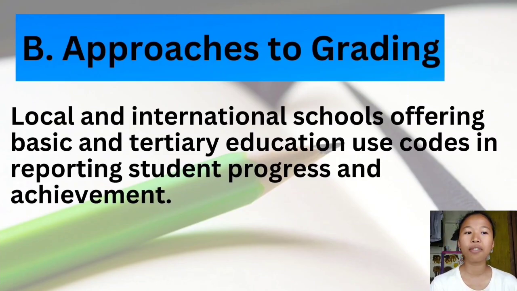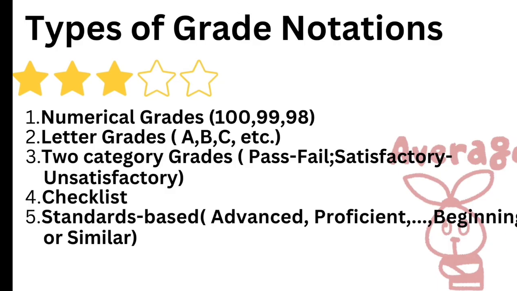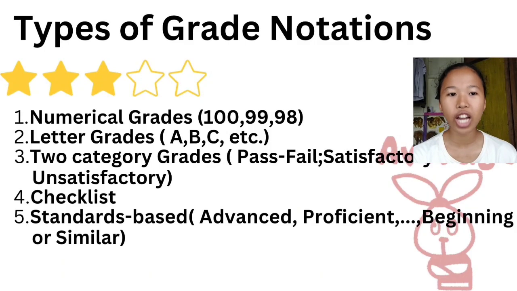Local and international schools offering basic and tertiary education use codes in reporting student progress and achievement. So we will be discussing now the things that you will see in your report cards and how your grades are being represented, and I know you will enjoy this discussion. Let's proceed. So we have here, as you can see, the types of grade notations. We have 5: the numerical grades, the letter grades, two category grades, checklists, and the standard based.